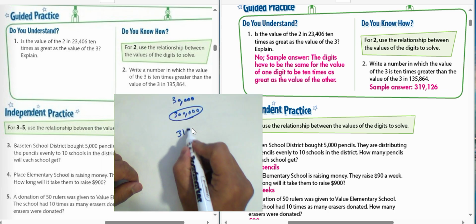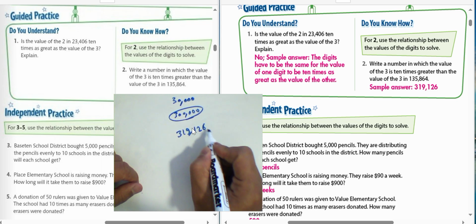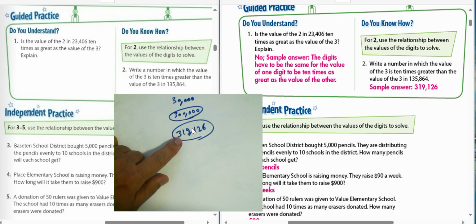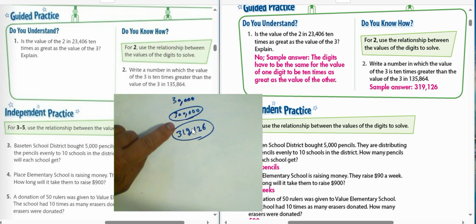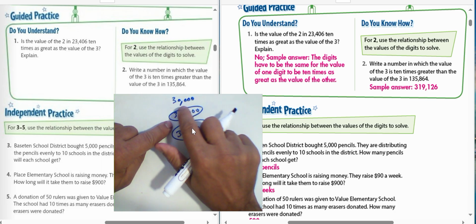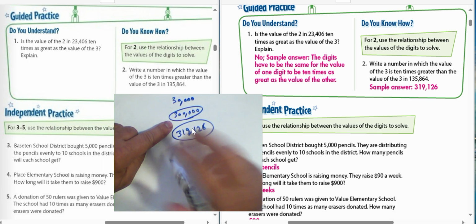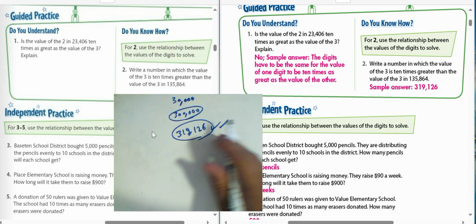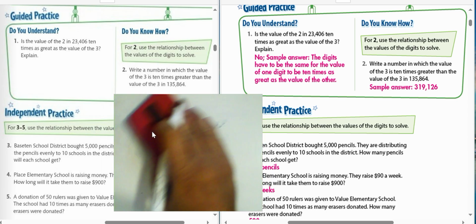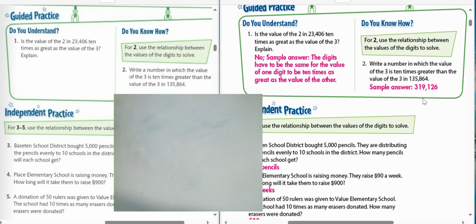Okay, you can write 319,126 because the value of digit 3 here will be 300,000. 300,000 is 10 times 30,000. Then the answer here will be 319,126. Okay, in this answer you must write a number where the value of digit 3 is 10 times greater than the value of the digit 3 in this number, like 3 lies in 100,000. Okay. Next, question number 3.